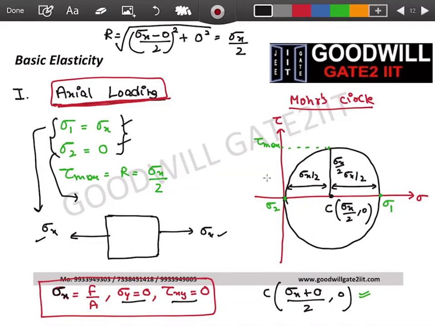I want every one of you to respond on this, because I should know whether this explanation is fine, or whether I should explain it in a different way or in more detail. Is it okay for everyone? Okay. So Archana, which part do you want me to explain?